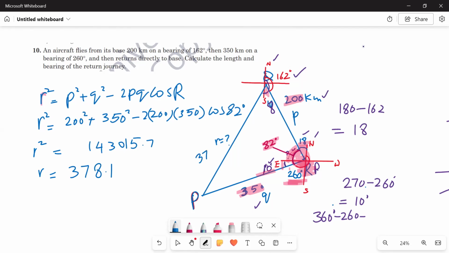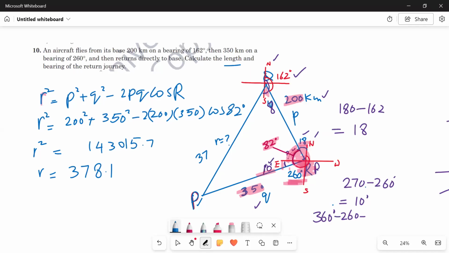So 378.1 is the length of the aircraft from the base, the return journey. Okay, then return directly to the base, calculate the length and bearing of the return journey.